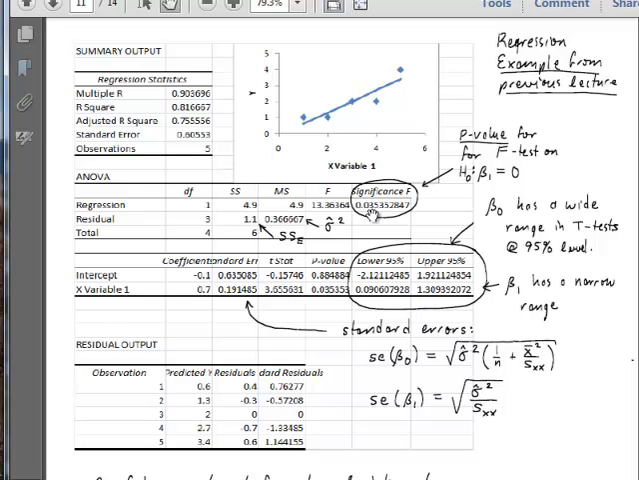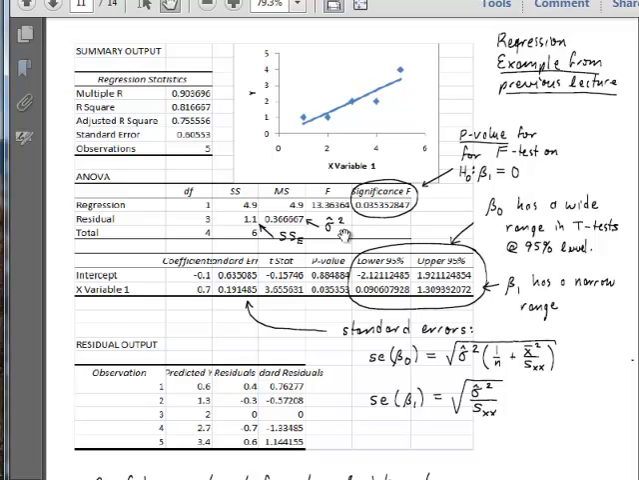So this p-value is about 0.035, and that means that we could conclude with 96.5% confidence that beta 1 is not equal to 0. That is, we could reject this hypothesis with quite a large degree of confidence in this case.